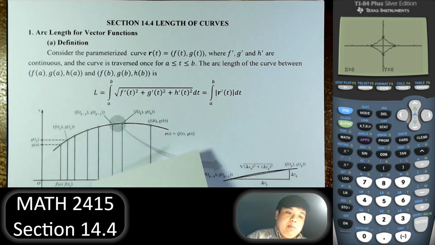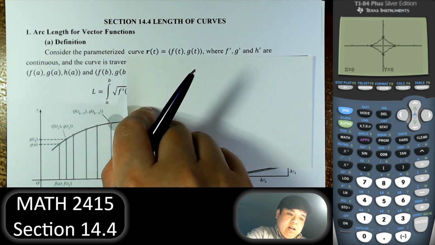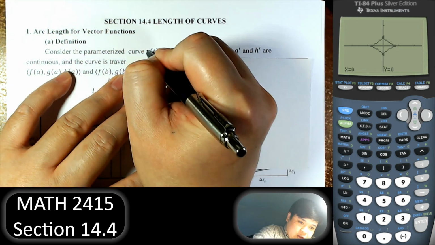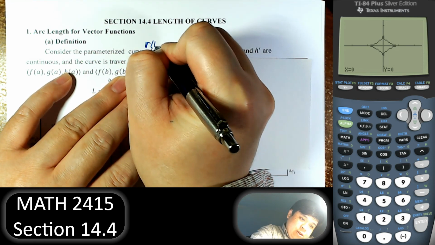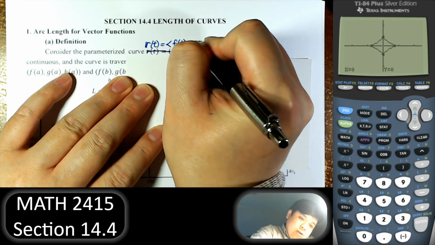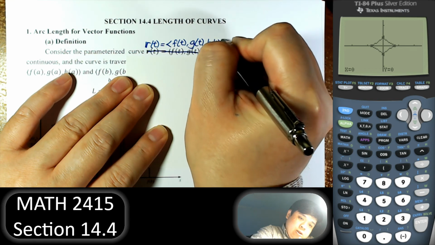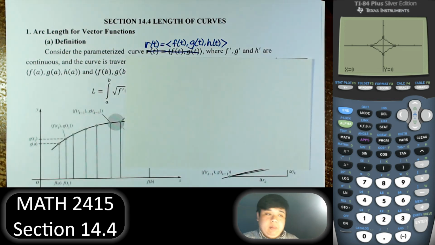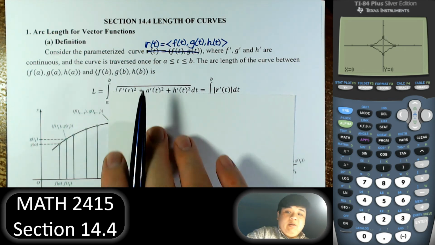By the way, there's a typo. We have three components, F, G, and H. So, this is not it. So, sorry. So it has three components. Derivatives are continuous and the curve travels once.